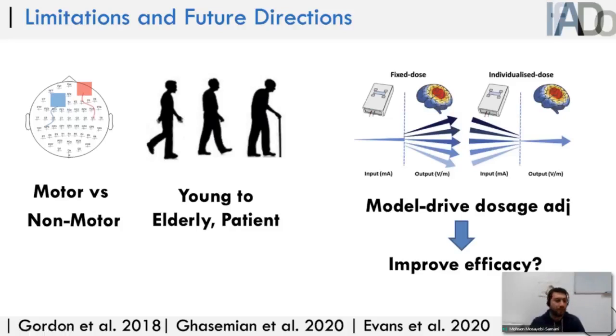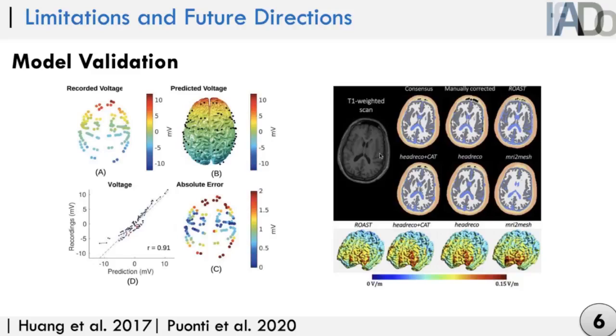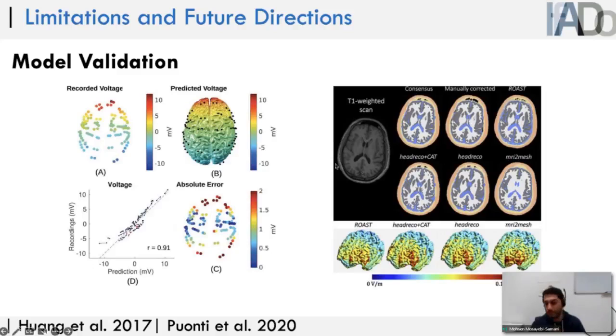The question is that we did some correlation so far, and a lot of other people did as well, but should we do modeling first, before the experiment, as the previous presenter also said, meaning that model-derived dosage adjustment can really improve the efficacy of the technique? For that, we need to confirm or validate the computational modeling result, at least at the physical level, which is a big challenge and an ongoing topic.